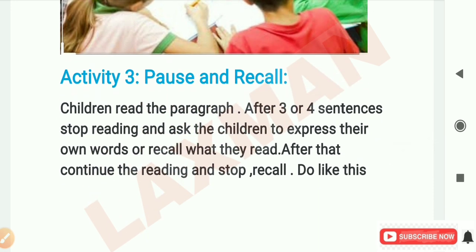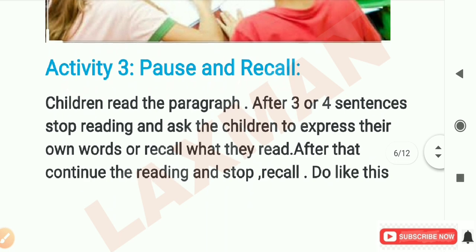Children read the paragraph. After 3-4 sentences, you have to ask the children to stop reading and to express in their own words, or recall, what they read. After that, continue the reading and stop, recall, and do like this. That means while the children are reading the paragraph, you have to ask them to stop after 2 or 3 sentences, and the children have to tell or recall and express in their own words what they read.